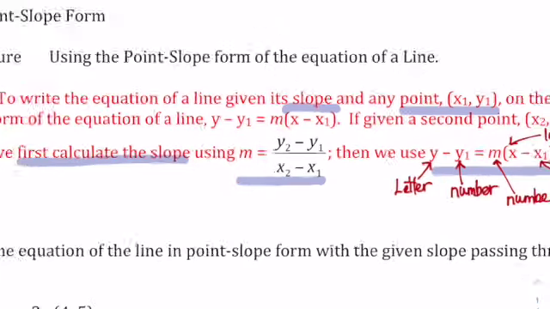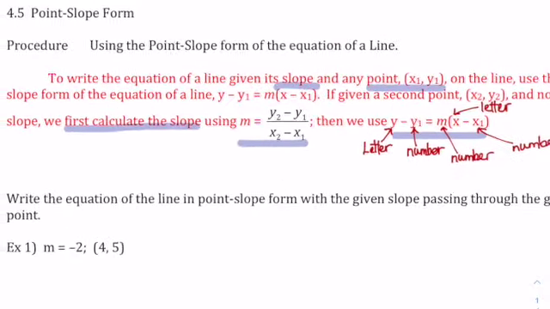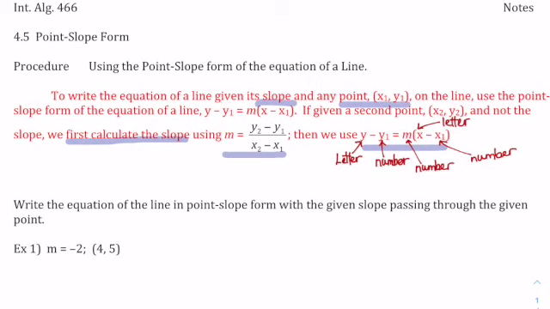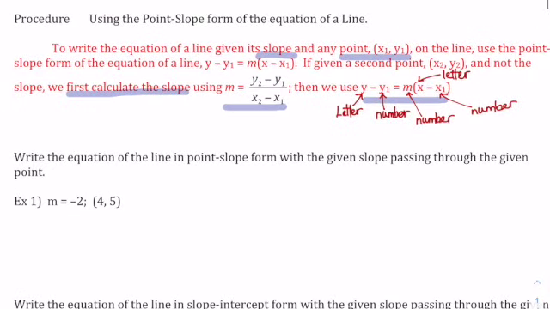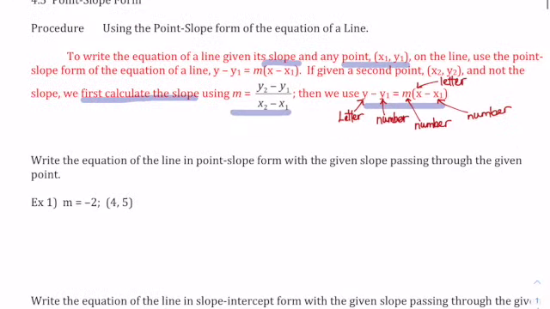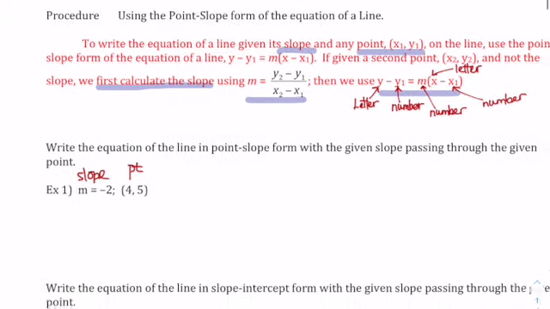Okay, so we will go down and look at the problem. So first of all, the first thing it says, write the equation of the line in point slope form with the given slope passing through the given point. So really, this already gave you the slope and they gave you a point. This is a point. This is a slope. So now we can use point slope form.